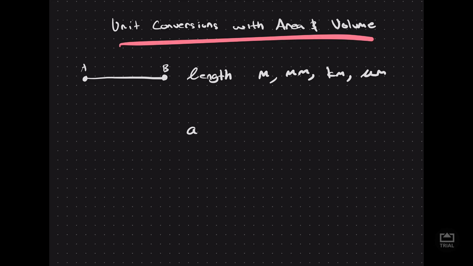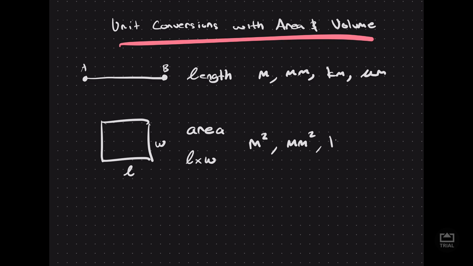Now, when we're talking about area, we have two dimensions. So we have a length and a width. And to calculate the area, we're going length times width. So we have two dimensions that we're multiplying together. So that would end up being meters squared or millimeters squared, kilometers squared, and micrometers squared.